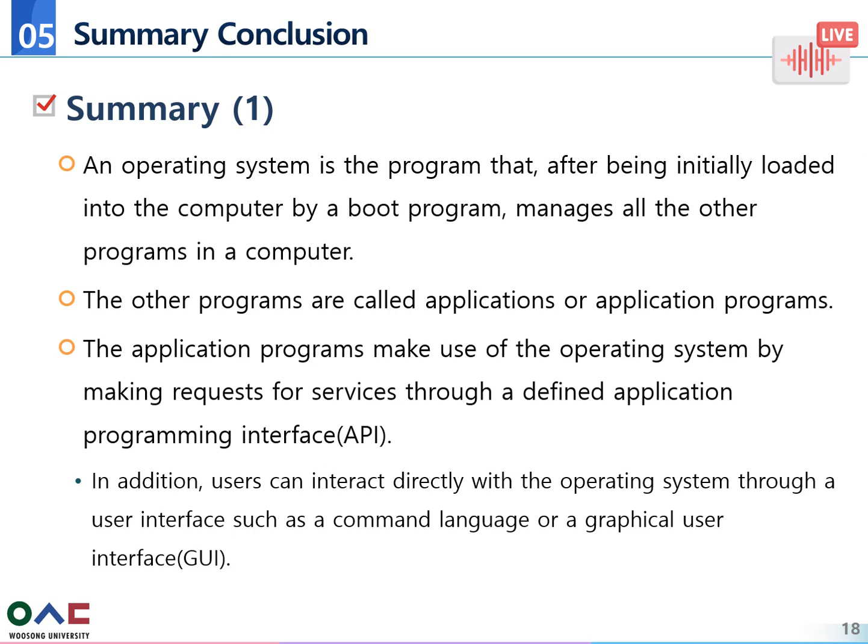The application programs make use of the operating system by making requests for services through a defined application programming interface, API. In addition, users can interact directly with the operating system through a user interface such as a command language or a graphical user interface, GUI.